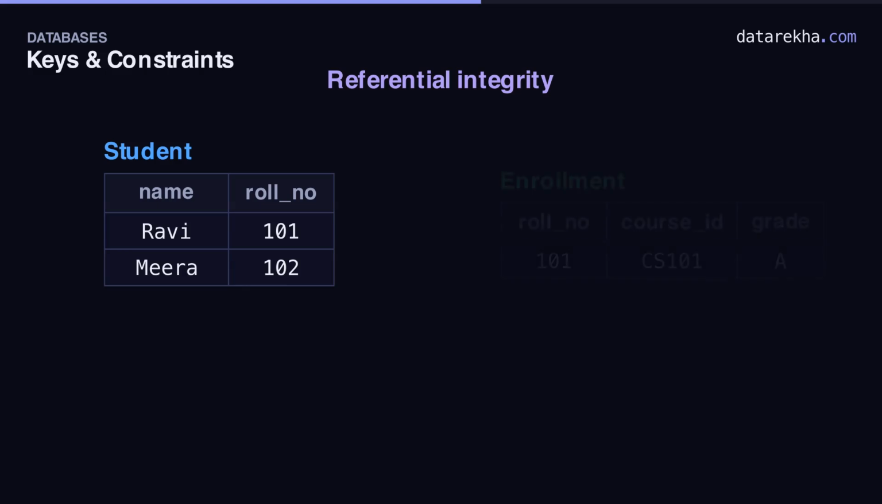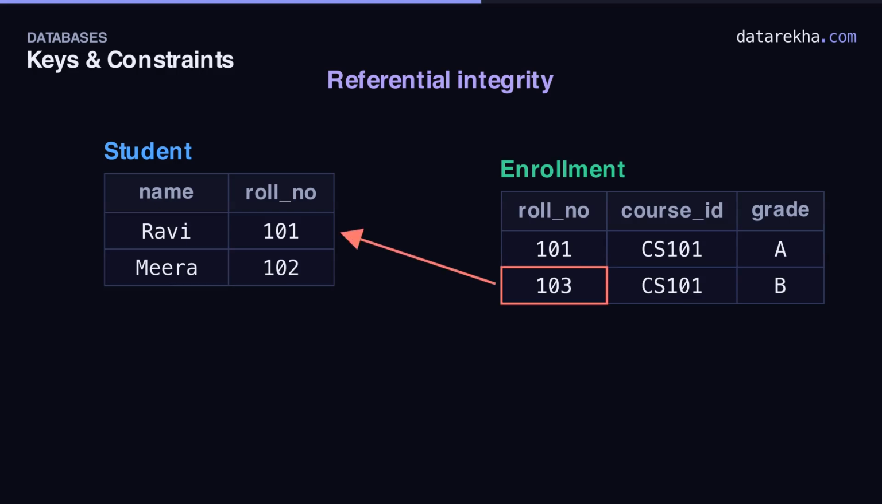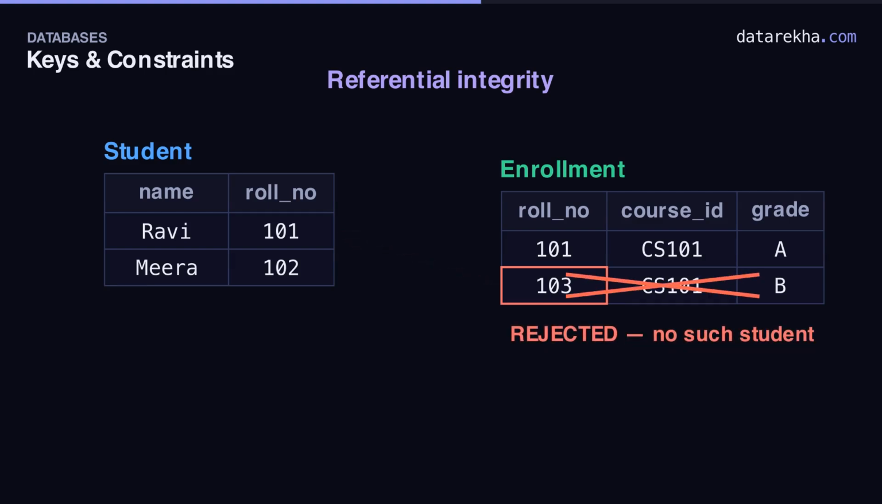Here is the rule that keeps those links honest. Referential integrity. Every foreign key value must match a real primary key on the other side, or be left empty. This first enrollment points at student 101, who exists. Valid. Now watch what integrity forbids. Someone tries to insert an enrollment for student 103. We go looking in the student table, and there is no 103 anywhere. No parent row means this would be an orphan, a pointer to nothing. The database refuses the insert. That is referential integrity doing its job.